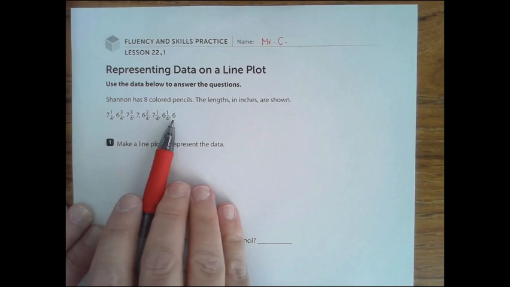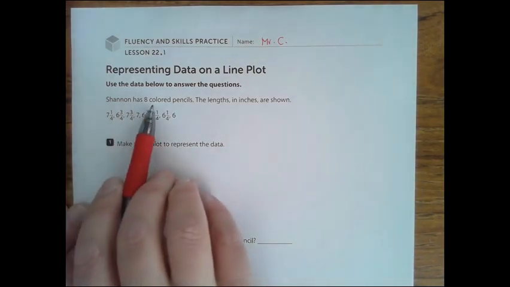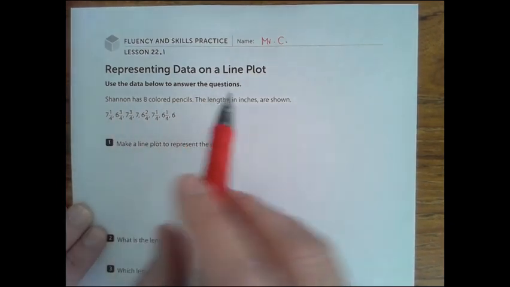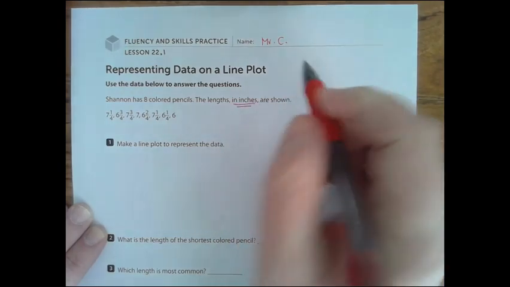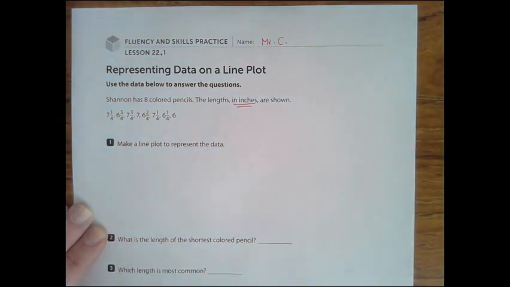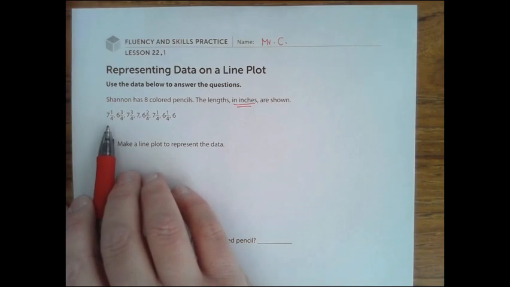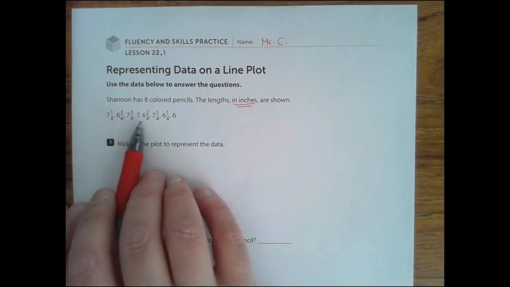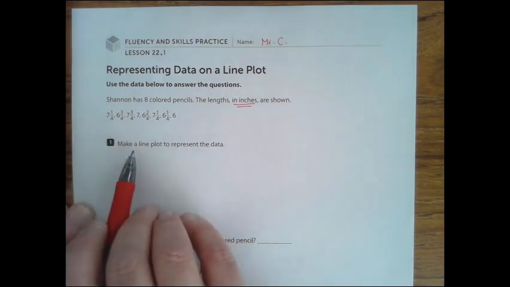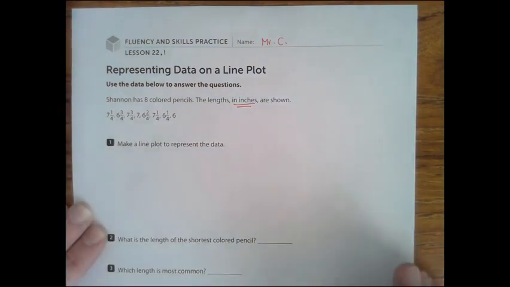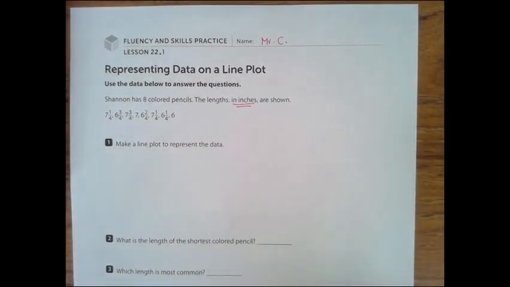So here's our data. It says Shannon has 8 colored pencils. The lengths in inches, that's going to be important for later, are shown. So she's got one pencil, for example, that's 7 1/4 inches long, and then et cetera, et cetera. I'm not going to go through all of these. So let's go ahead and make a line plot to represent this data.